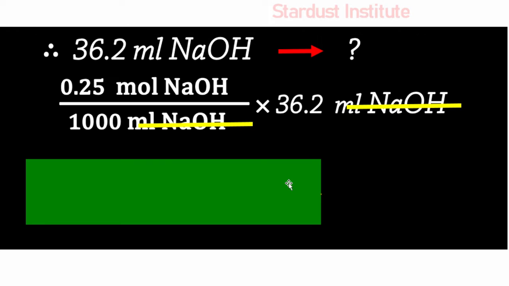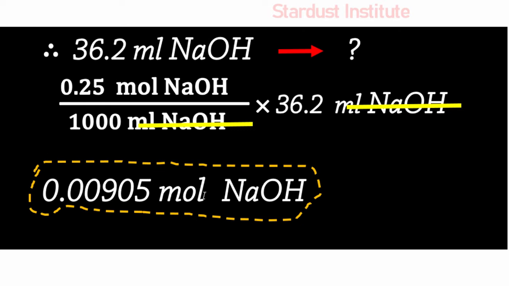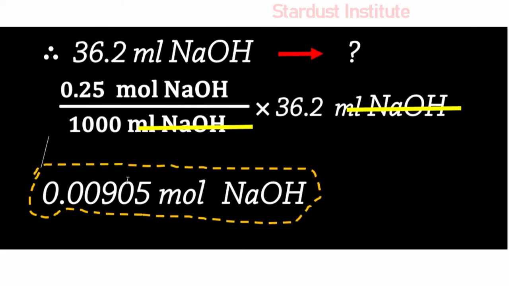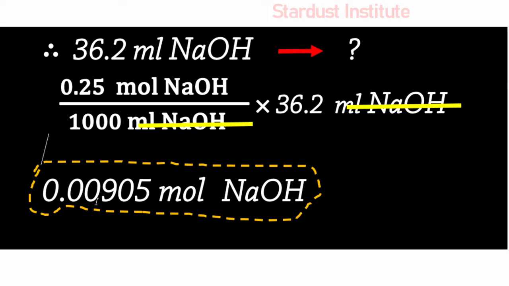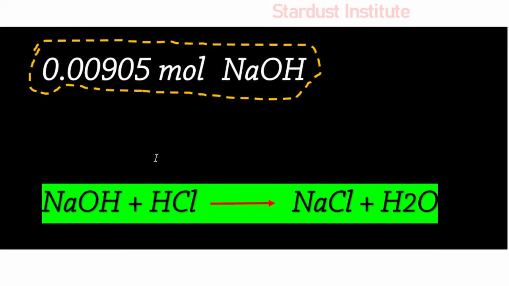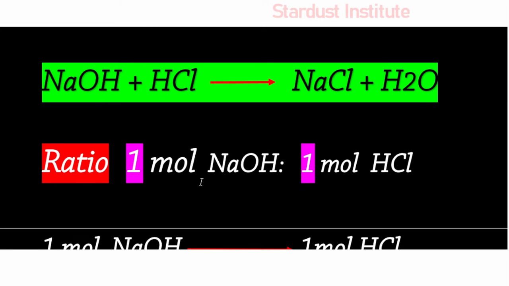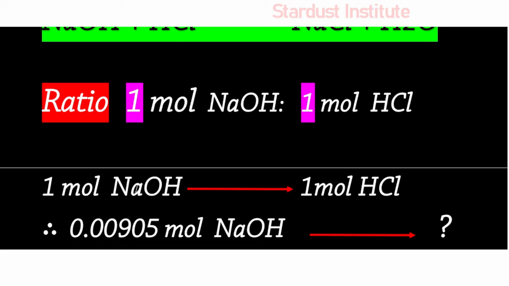Now we get 0.00905 moles of sodium hydroxide. That means in 36.2 milliliters of the sodium hydroxide solution, there are 0.00905 moles of sodium hydroxide. This is the chemical equation and ratio; I have written it here again. According to the ratio, to react with 1 mole of sodium hydroxide, 1 mole of HCl is required.